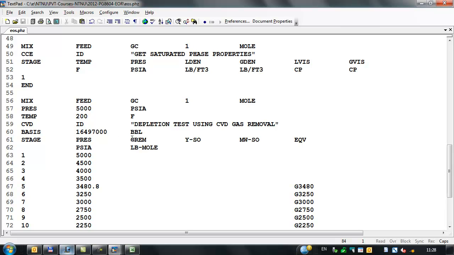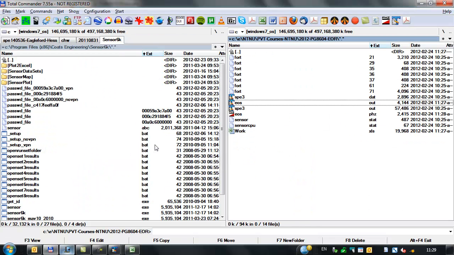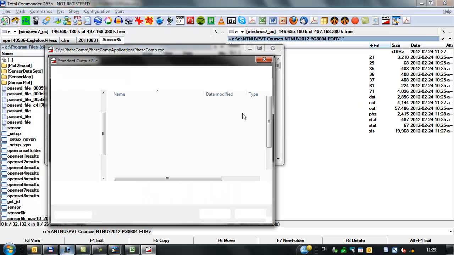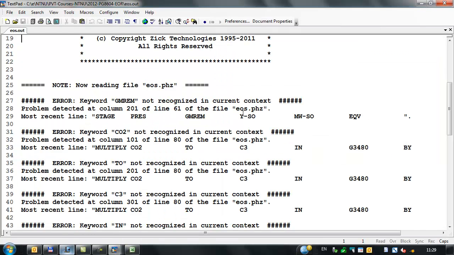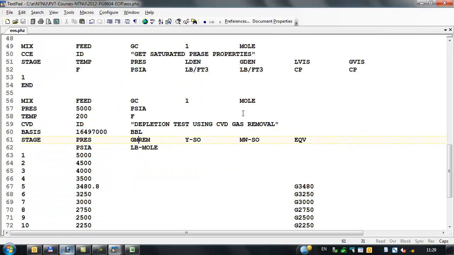Maybe moles removed. Yeah. Gas moles. Okay. Gas moles removed. Try that. Gas moles removed. Maybe it's just moles removed. Yes. Moles removed.